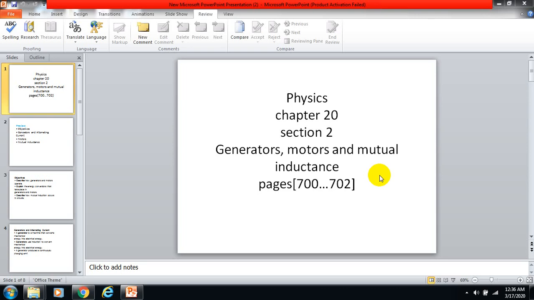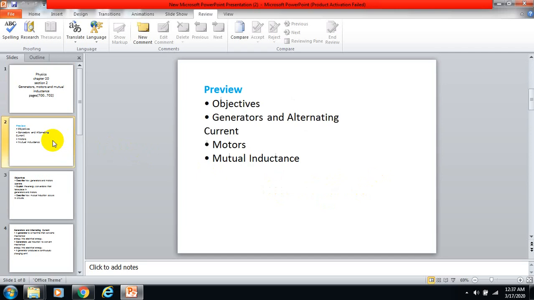This is week 8 stuff regarding your subject physics, and what we are going to study today is chapter 20 section 1 about generators, motors and mutual inductance. The pages we are going to cover range from 700 to 702. So let's start. The preview of this chapter.